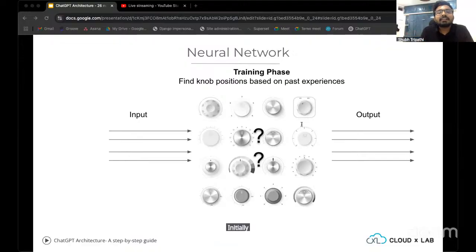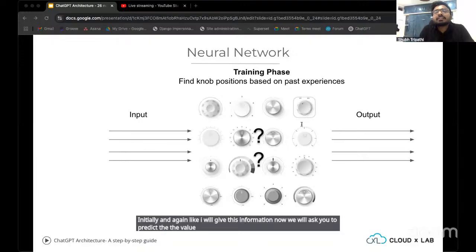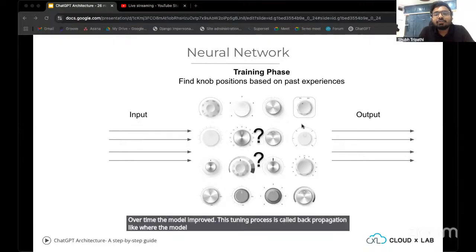We'll give this information again and again. Now we will ask it to predict the value for our image. We'll give it an image and ask it to predict whether the image contains a cat or not. Initially the model might guess wrong, but we adjust the knobs to get closer to the right answer. Over time the model improves. This tuning process is called backpropagation, where the model learns from mistakes and tweaks itself to make better predictions.